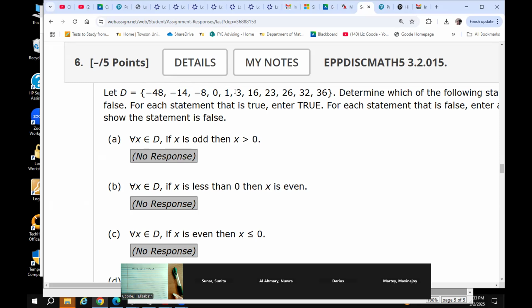Now we keep checking for more odds. 3 is the next odd number. 3 satisfies the hypothesis. It's odd. And yes, 3 is greater than 0. And then the next odd number is 23. It's odd, and 23 is greater than 0. So the only odd numbers, 1, 3, and 23, all satisfy the conclusion. There are only 3 of them, and they're all greater than 0. So that's true. Does that make sense?